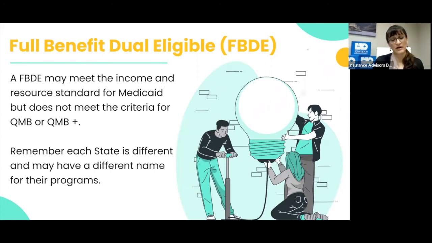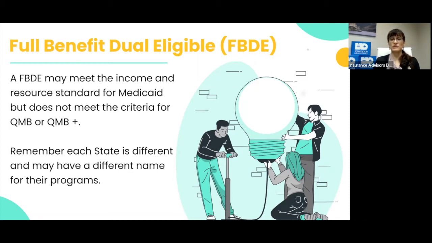Do they have that Part A premium paid for? No. Do they get that Part B premium paid for? No, they don't have that either. And it is conditional on the Medicare cost share. So they may meet the income and resource standards for Medicaid, but that does not mean that they meet those criteria for QMB or QMB plus.